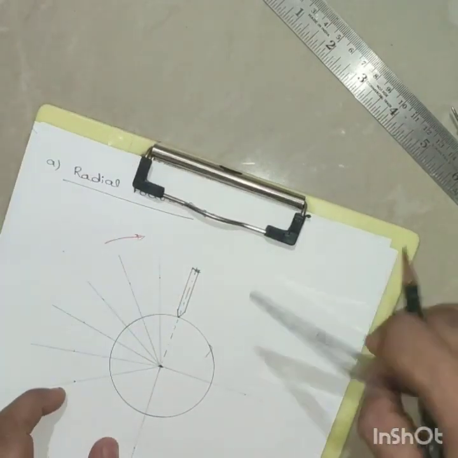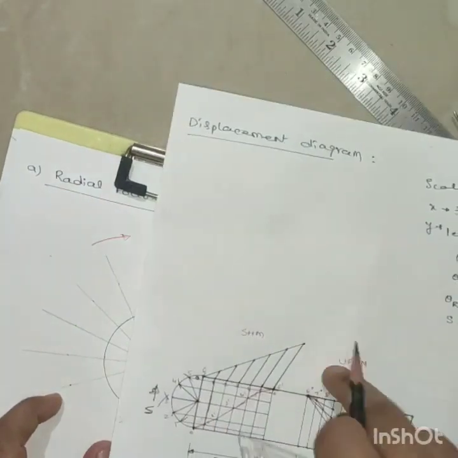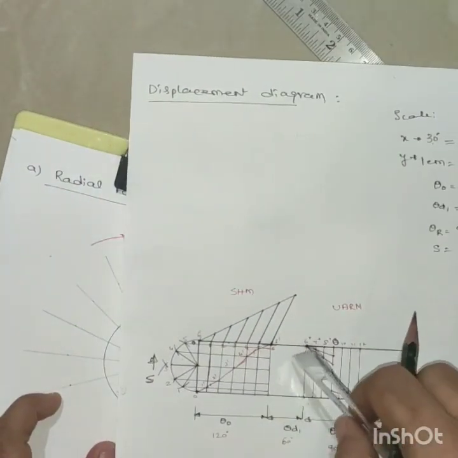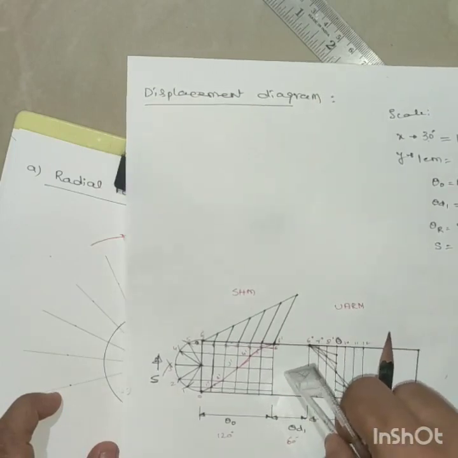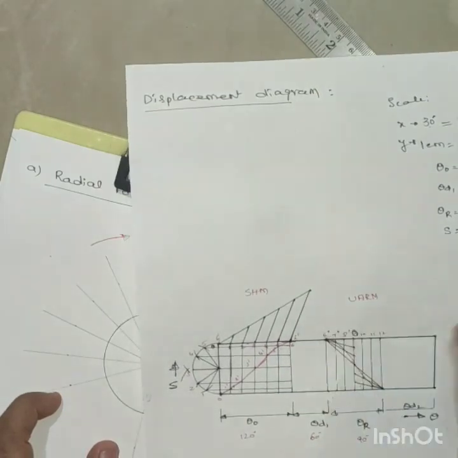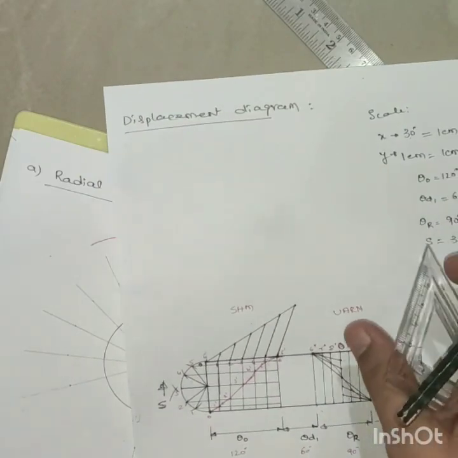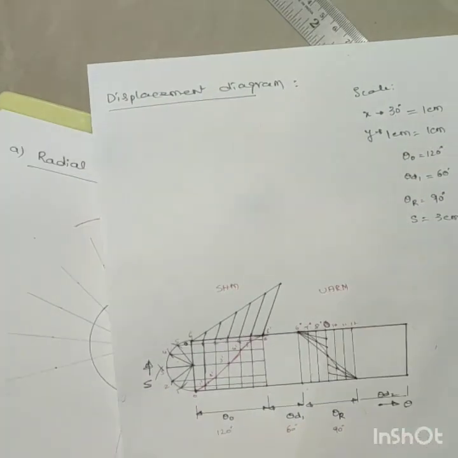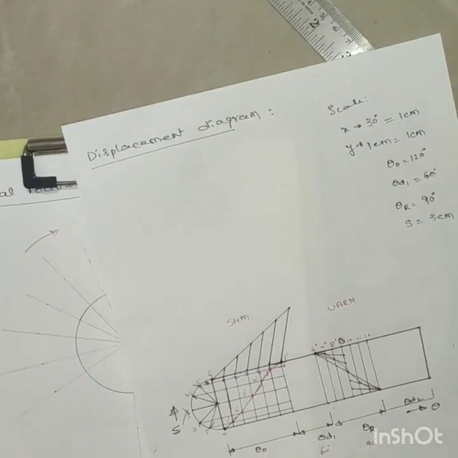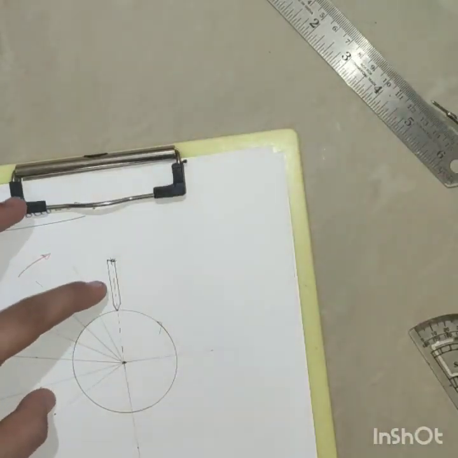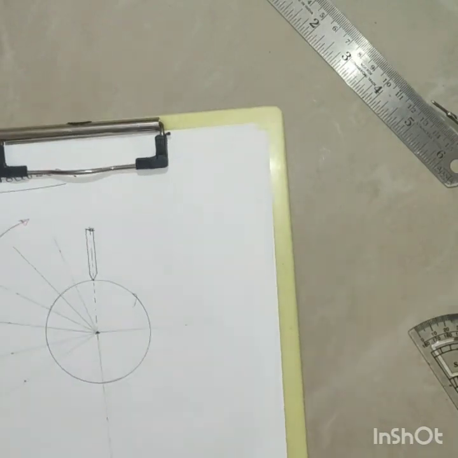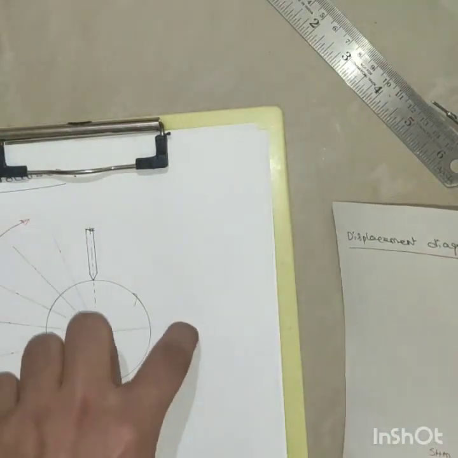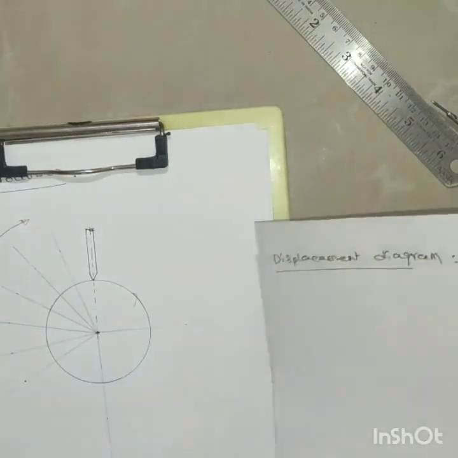Next is dwell. In the dwell region the follower will not move, so I kept it as it is. I divided the outstroke into 6 parts. Next is dwell, and then I have to divide this return stroke into 6 parts.